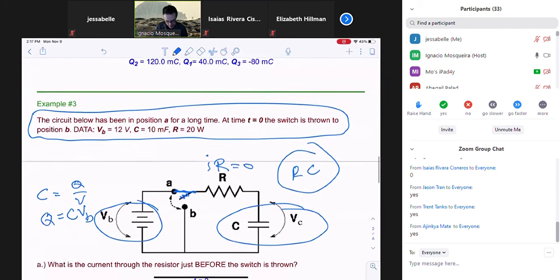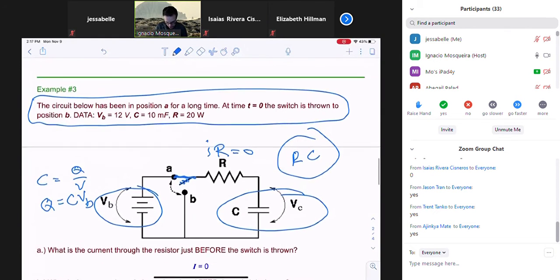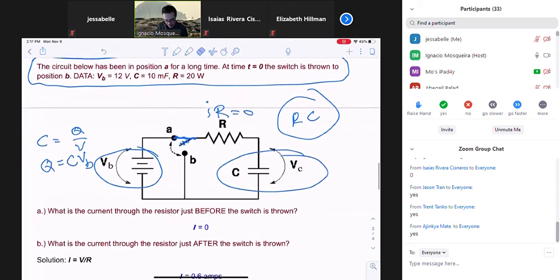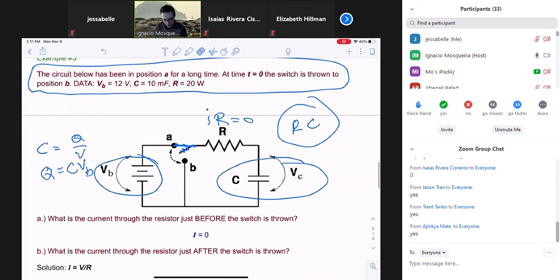Okay. So now they say, what is the current? Let's go step by step, make sure we agree on everything. What is the current in the resistor just before the switch is thrown? Well, initially, you allowed the capacitor to fully charge for a long time. The current was zero. Now you flip the switch. Right before you flip the switch, the current is zero.